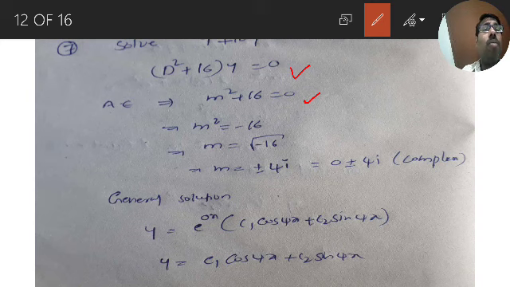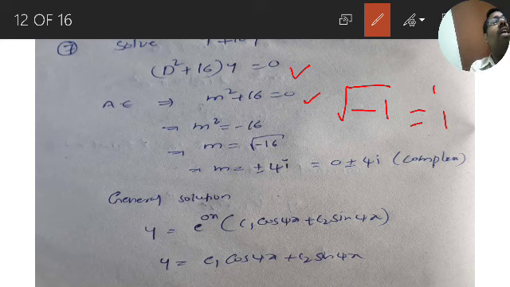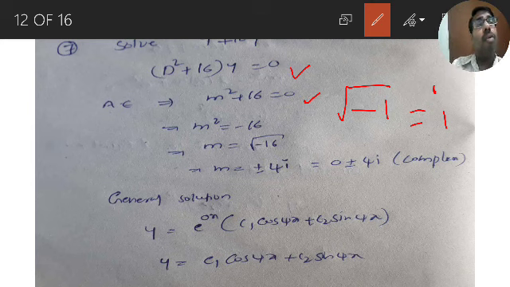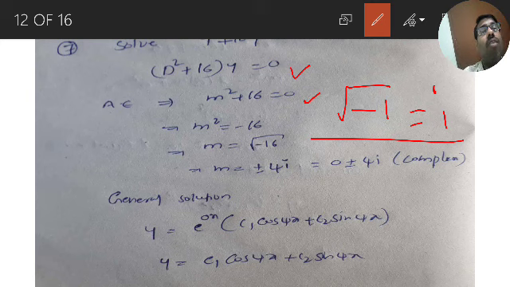16 to this side: m square is equal to minus 16. m is equal to square root of minus 16. Root 16 means 4. Root of minus 1 means i. I forgot to tell you this: square root of minus 1 is i. In the previous problem also we put i. Whenever square root of minus 1 comes, it is i, and then there is a possibility of complex roots. Remember this: square root of minus 1.